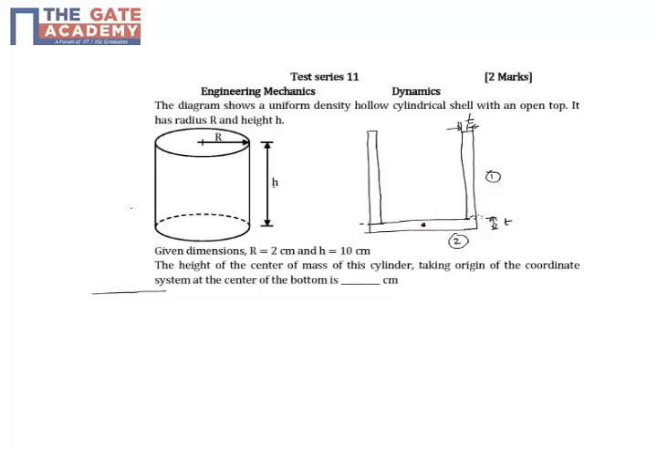The bottom is basically a circular disc. The bottom is the origin we are asked to take, and obviously the body is symmetric about the y-axis passing through it, so the center of mass will lie on this axis. But at what distance? That is what is required: the height of the center of mass from the origin. So this is object 2, this is object 1. We model it as a discrete system.